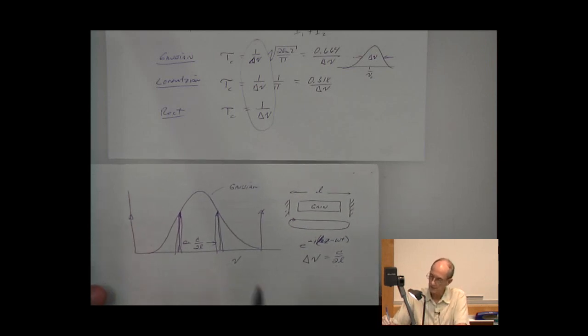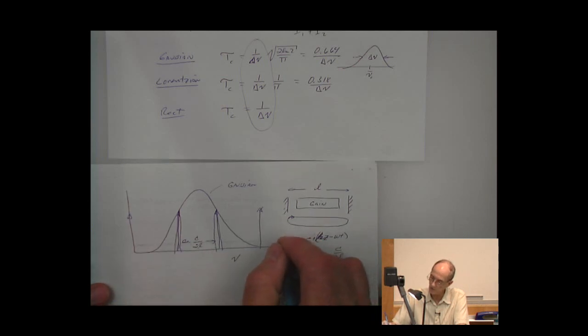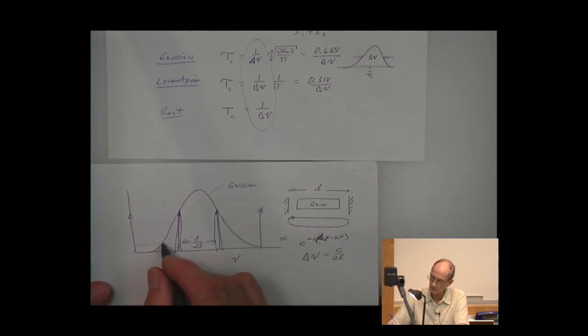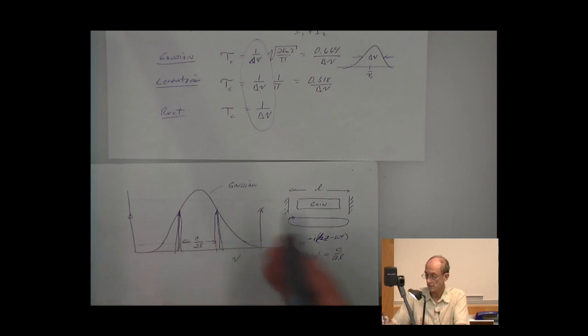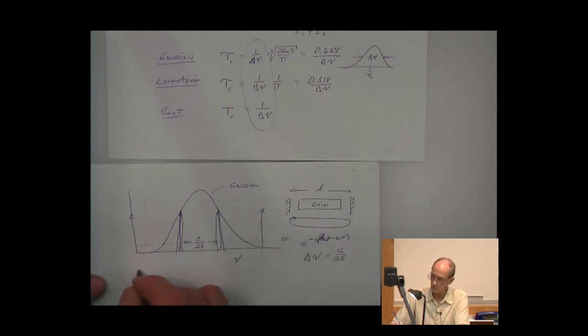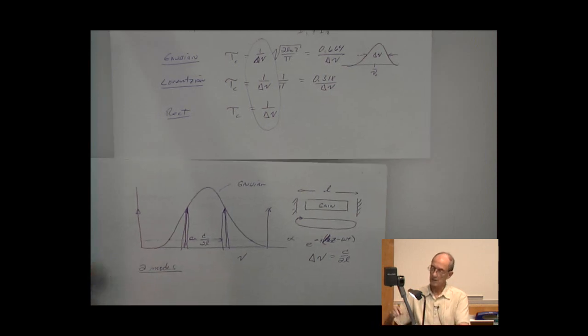Okay. So as long as the gain exceeds the loss, say this might be a loss line, the mode can oscillate in the cavity. And so let's say we have only 2 modes oscillating for a laser. How does that change the coherence length for the laser?